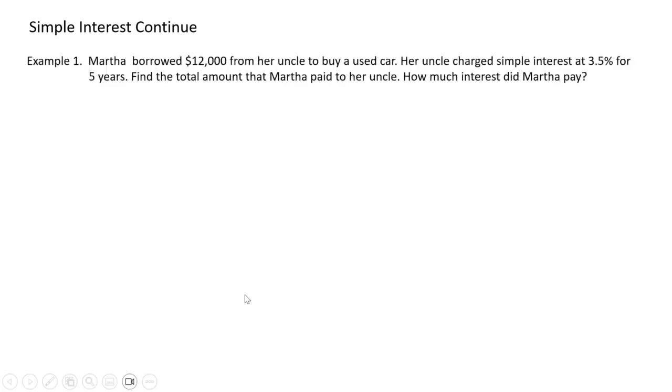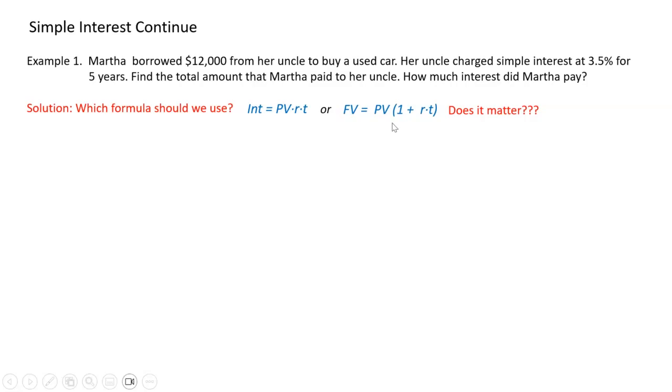This is example number 1. It says Martha borrowed $12,000 from her uncle to buy a used car. Her uncle charged simple interest at 3.5% for 5 years. Find the total amount that Martha paid to her uncle, and how much interest did Martha pay? Okay, so here, which formula should we use? The interest formula or the future value formula? Does it matter? No, in this case, it doesn't matter.